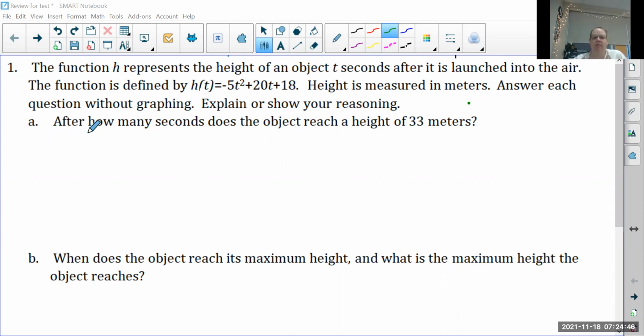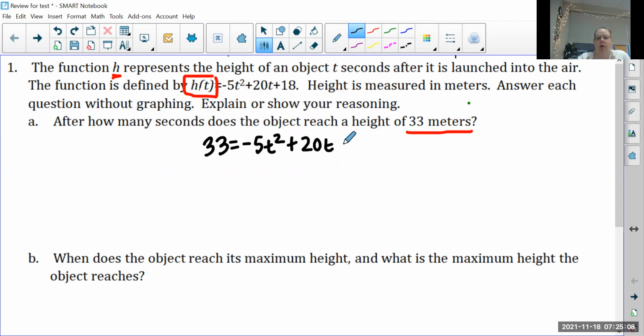So question A says, after how many seconds did the object reach a height of 33 meters? So when we're looking at this, 33 meters is the height, and I just explained up here that h represents the height. So we're going to replace this h of t here with 33. So I'm going to go ahead and rewrite the new equation we're solving for. So I'm writing 33 there. And now I need to solve this.